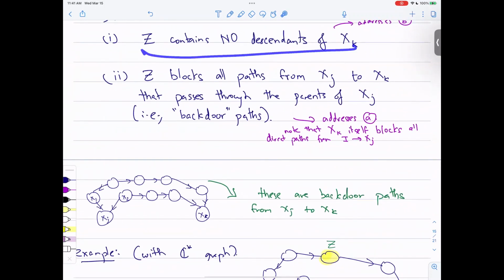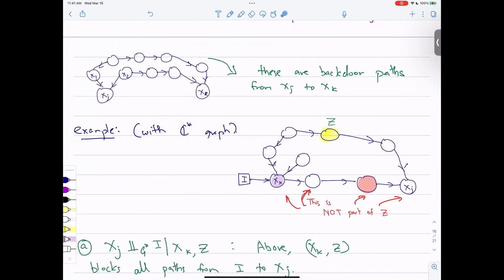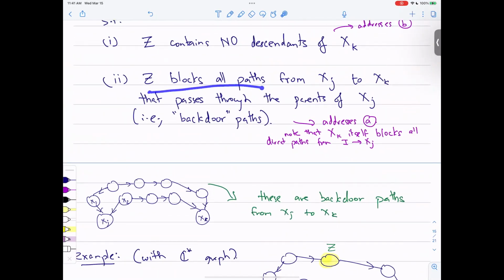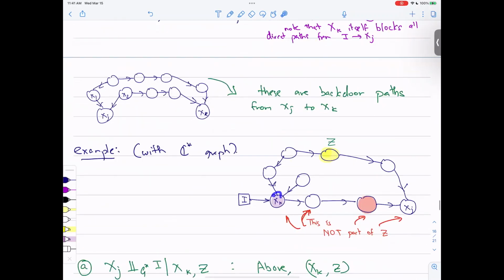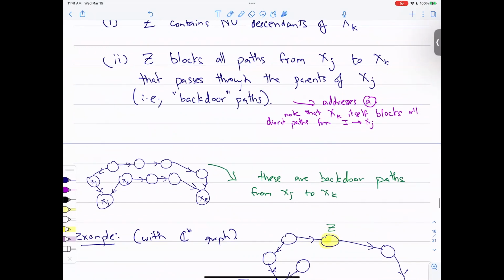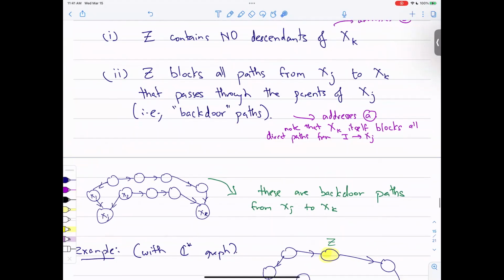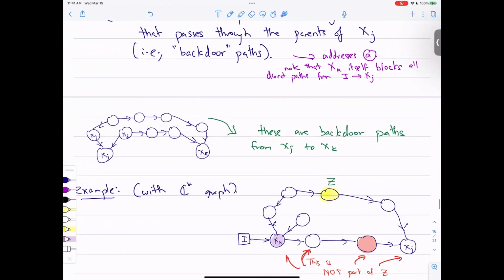Z contains no descendants of xk. So this red is not allowed. That's why I put a red. I'll reason why this is true. First, I'll state the rules and then I'll reason through it. So this red colored thing is not allowed. And Z blocks all paths from xj to xk. Oh, xj and xk are mixed up. Sorry, there's a typo here.